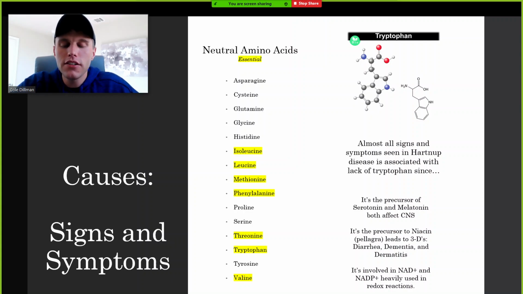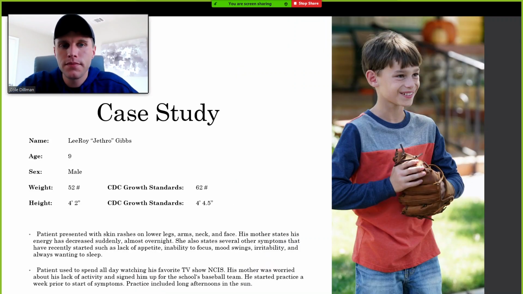And tryptophan is also involved in the production of NAD and NADP, which is heavily used in redox reactions, which we've learned recently in class is a major production of energy within the body, which can explain several other symptoms such as lack of energy and lack of being able to repair itself after physical activity.